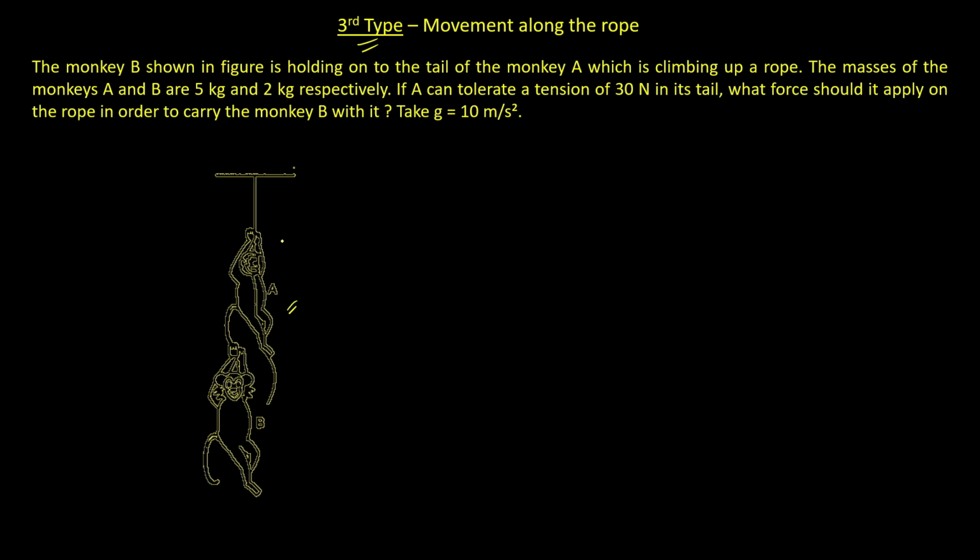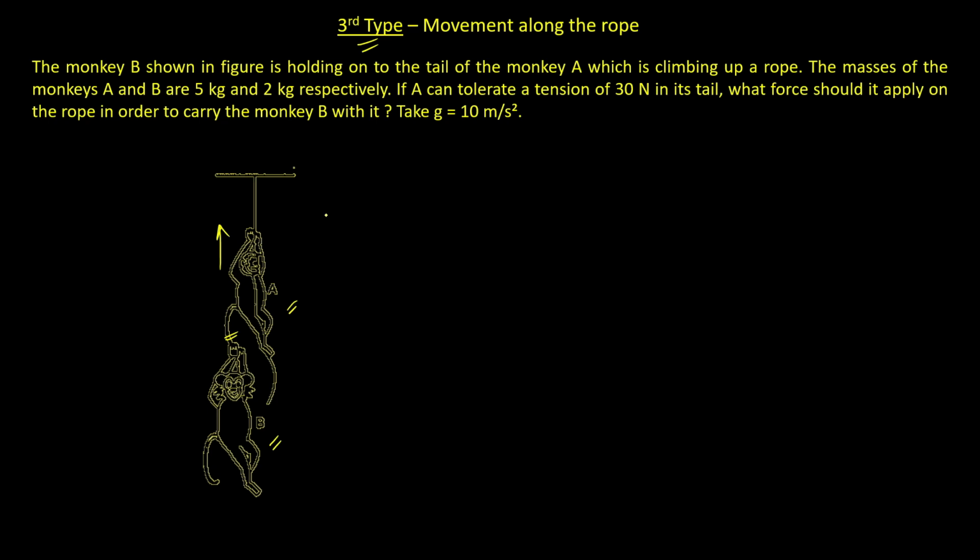So this is a kind of question in which there is some sort of movement along the rope. Let me solve this question for better understanding. Here, monkey B in the figure is holding on to the tail of monkey A, which is climbing up the rope. This monkey A is basically climbing up the rope.